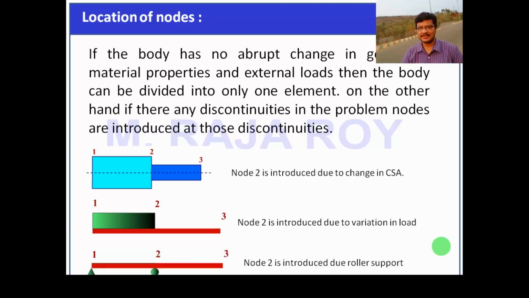Location of nodes. If the body has no abrupt change in geometry, material properties, and external loads, then the body can be divided into only one element. On the other hand, if there are any discontinuities in the problem, nodes are introduced at those discontinuities. Node 2 is introduced due to change in cross-sectional area. Node 2 is introduced due to variation in load. Node 2 is introduced due to roller support.